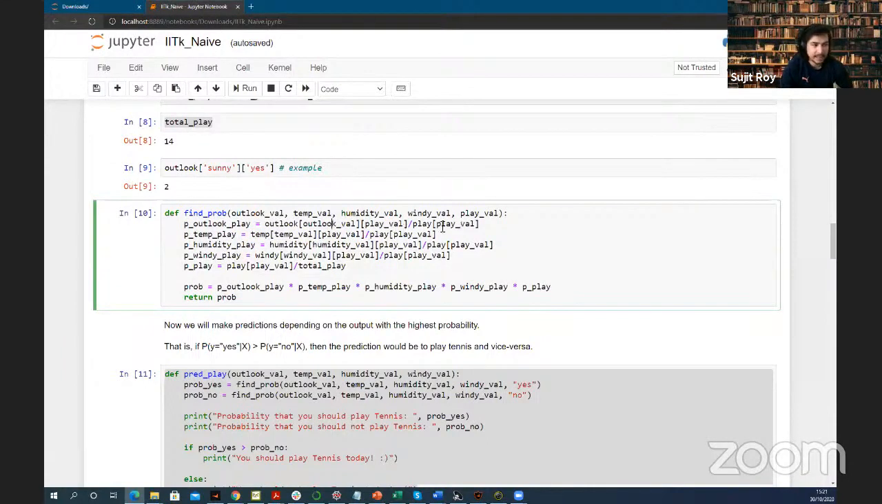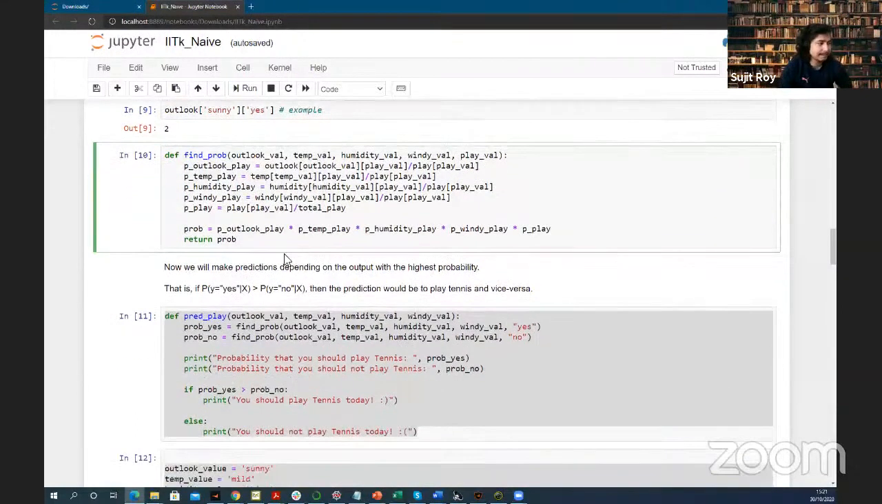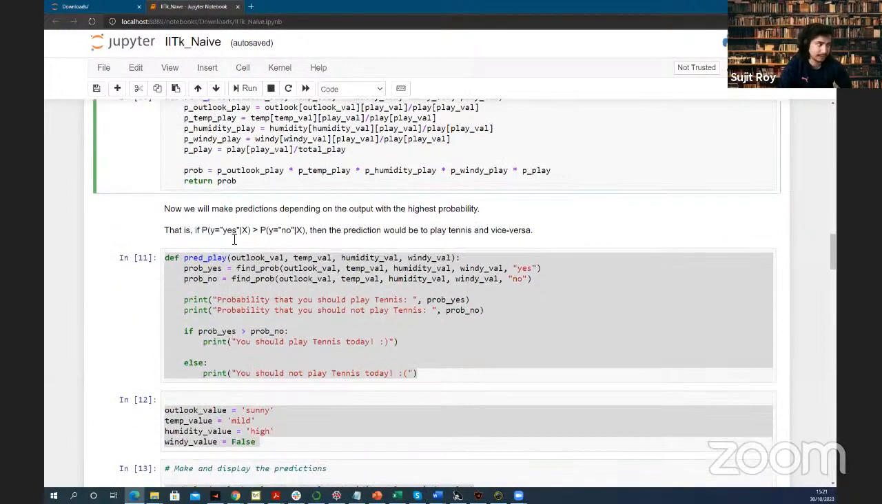Now I divide it by the play values. Play by play values, we have a total of 9. So 2 by 9 will be the output of this one, which will be something around 0.22. Similarly, we'll go for temperature play, humidity play, windy play, and play. No changes. Now we calculate the probability by multiplying all of the values that we have got, and we return the probability here.